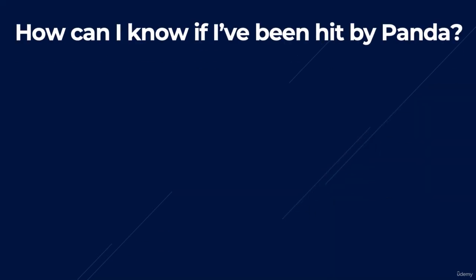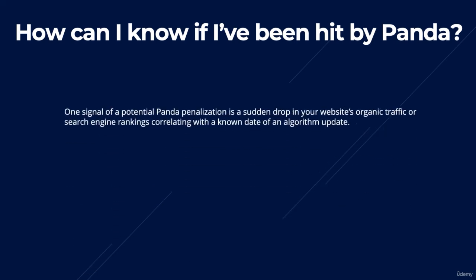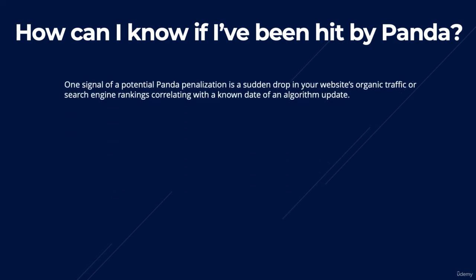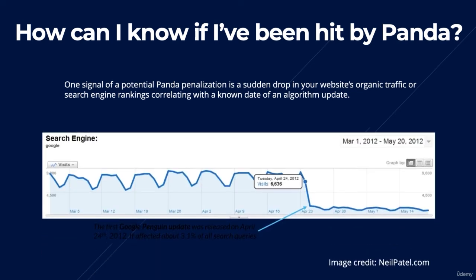So how do you know if you've been hit by Google Panda? One signal of potential Panda penalization is a sudden drop in your website's organic traffic or search engine rankings correlating with a known date of an algorithm update. As you know, Panda was released on February 23rd, 2011. You can easily log into your Google Analytics account and see if you had any big drastic traffic drops around this time, as shown in the screenshot below.